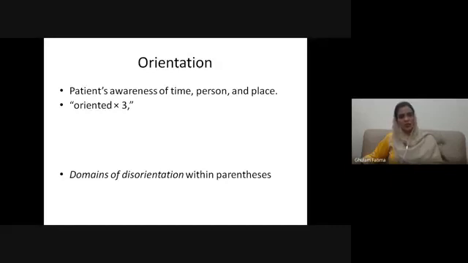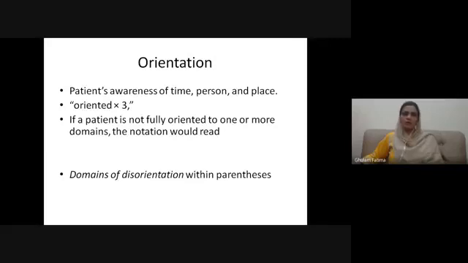So as we check orientation in three domains, time, person, and place, we label it as oriented into three. We write down oriented into three if the patient is totally normal and oriented in time, person, and place, all of the things.